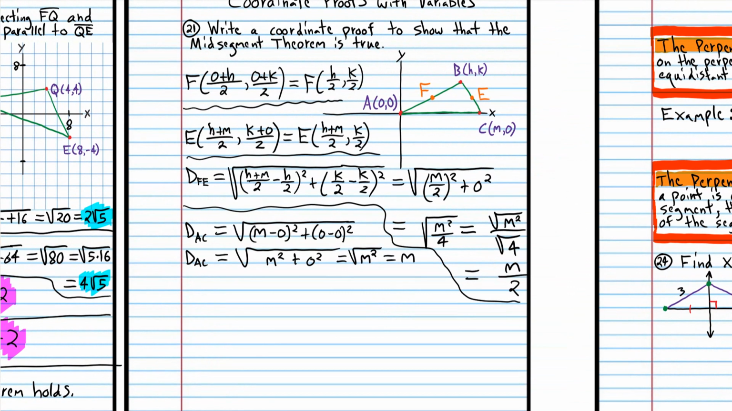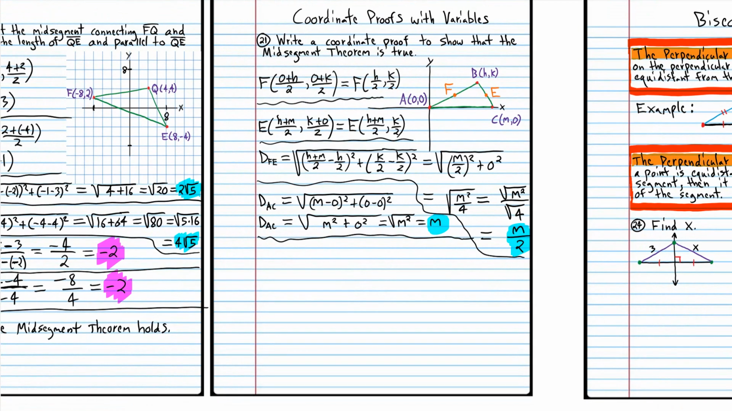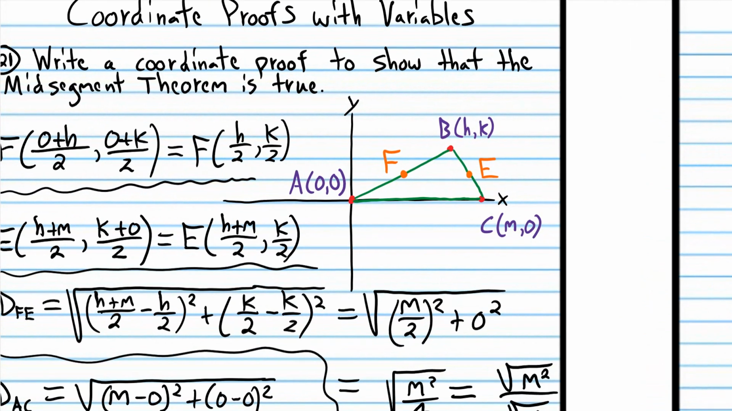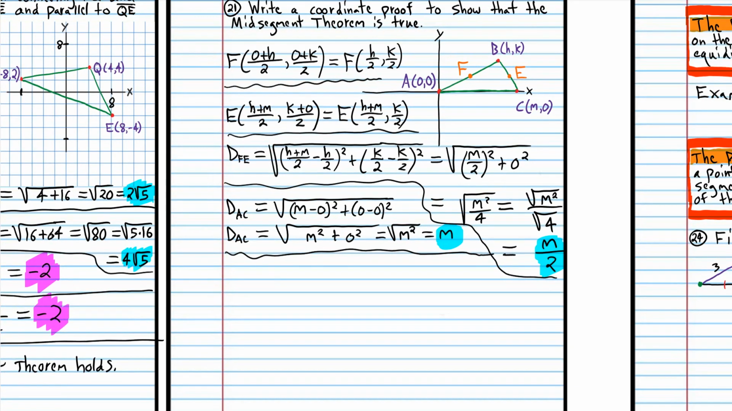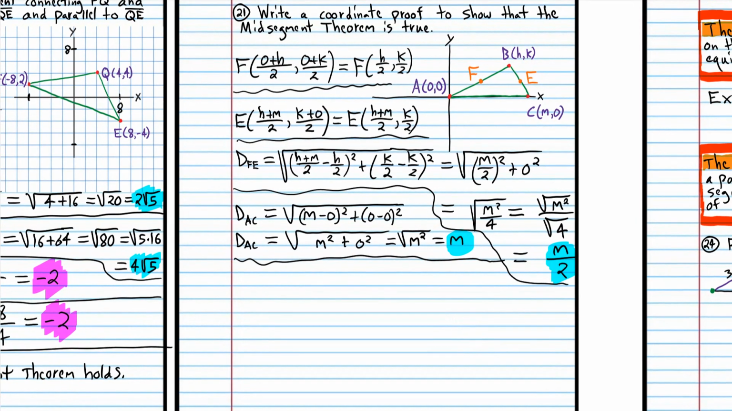So do you see what's happening here? We have m over here, which is half. So the length of the midsegment is half the length of the non-included side, and that's what we're trying to prove. So we're done with the first part of the midsegment theorem. We just proved the first part of the midsegment theorem. This midsegment is half the length of the non-included side. And we proved that for all triangles. Or at least triangles that look like this.